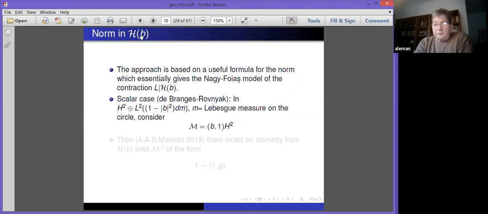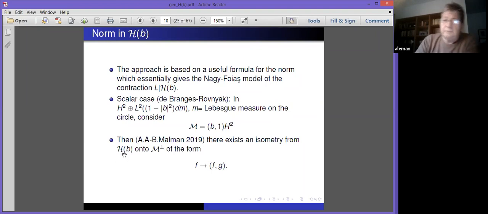And then what we observed is that for H of B, you have an isometric map of this form into the orthogonal complement of M. In other words, what you do is you take your function, which is an analytic function, an H2 function, in H of B, and then you look for a mate to make it orthogonal to this subspace. And then the norm of our function in H of B is just the norm of F squared plus the norm of G squared. This resembles a little bit the formula that Don had with the H of B bar, but this is a different interpretation that I'm giving here.